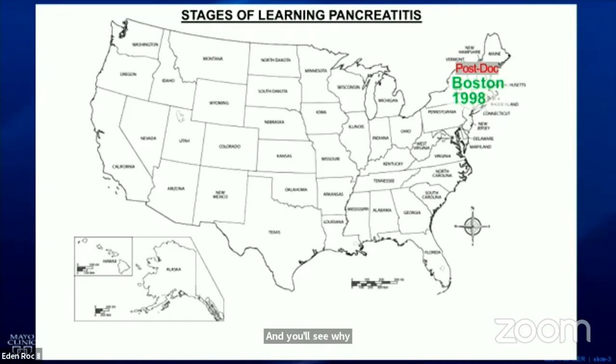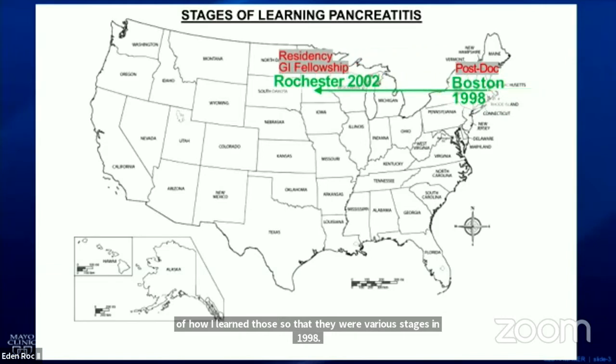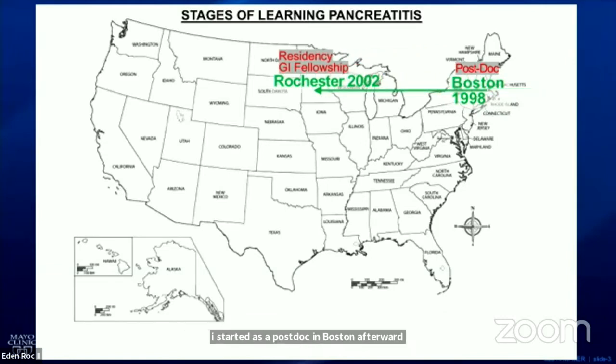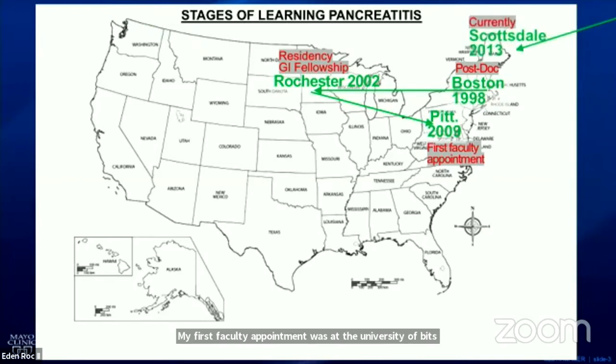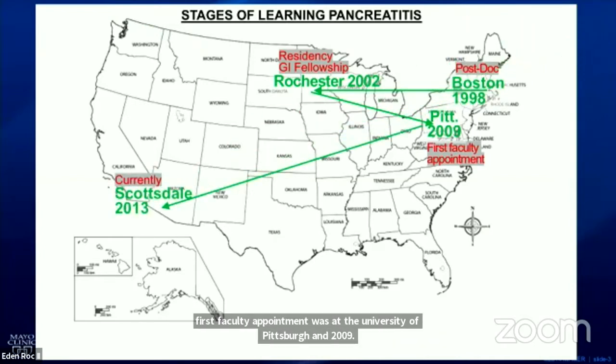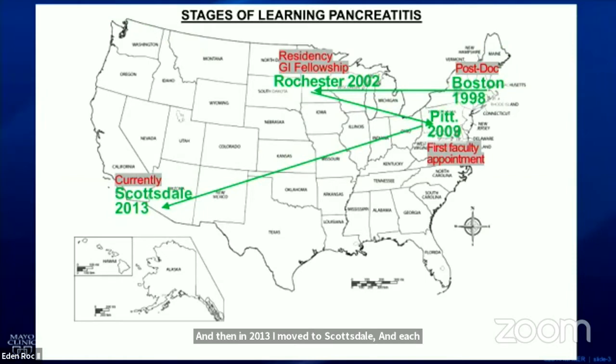As I describe what I learned, I'll go through the stages of how I learned those. So there were various stages. In 1998, I started as a postdoc in Boston, after which I did my internal medicine residency and fellowship at Mayo Clinic, Rochester. My first faculty appointment was at the University of Pittsburgh in 2009. And then in 2013, I moved to Scottsdale. And each of these provided a unique environment for me to learn.